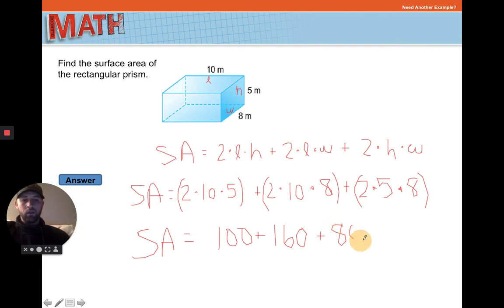And now I just have a 3-part addition problem, 100 plus 160 plus 80. You should get a final answer, hopefully, of 340 once you add all those up. And we have meters as our unit, and make sure that it is squared because we're talking about area. Did we get it right? Yes, we did. Cool.